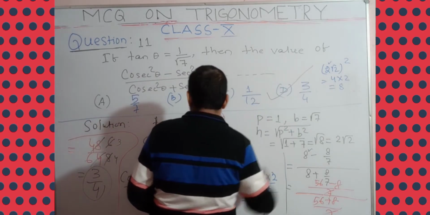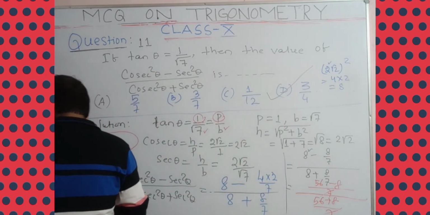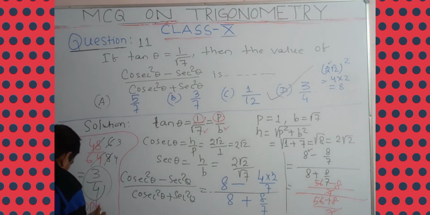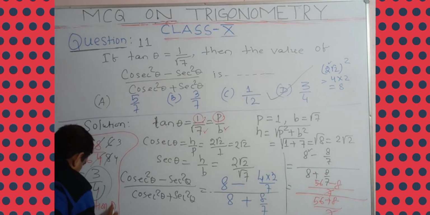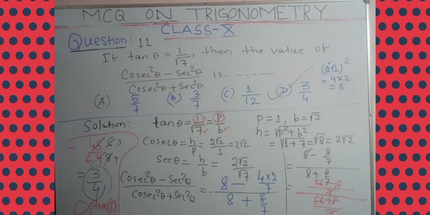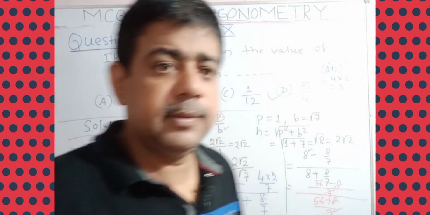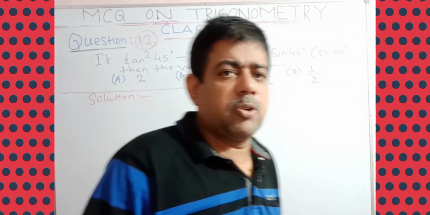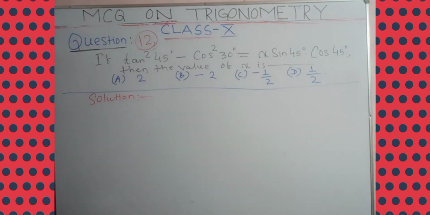So 3 upon 4 is the correct answer, which is option D. Okay, so the correct option is D. Understand? So here option is D. Okay? Understand? So question number 12 we are going to discuss here.